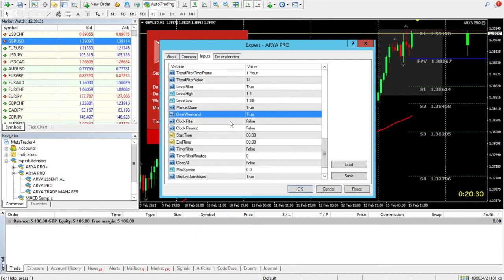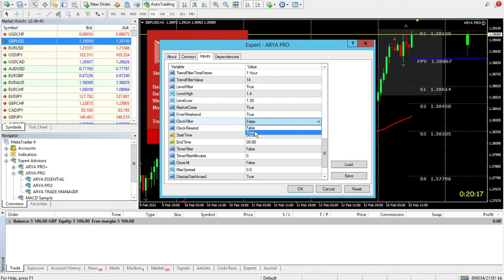Next, we have the clock filter. If you select true, you can frame your trading time. ARYA will only look for opportunities to enter into the market during the set time frame. The start time is the time on your broker's platform, which you can find here, that you want ARYA to start assisting you. The end time is the time on your broker's platform where you would like ARYA to stop assisting you. Set clock rewind as true, and ARYA will consider buying and selling opportunities before the set start time. ARYA can take previously confirmed fractals into account, but will only place an order at the set start time.